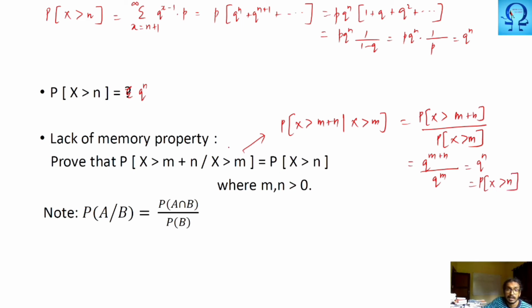So what do we mean by lack of memory property? This m is some quantity which is a finite quantity. Given that it has happened, what is happening here? This calculation tells us that it just doesn't consider what has happened till m. If we are starting from scratch and see what is happening, that is the same as if we consider this as well. So if you are getting something of this expression, this one is known as lack of memory property.